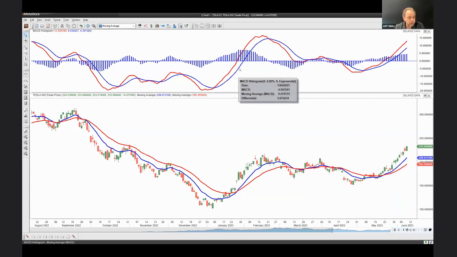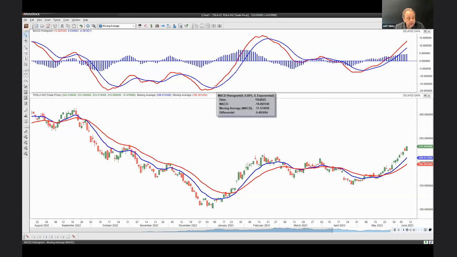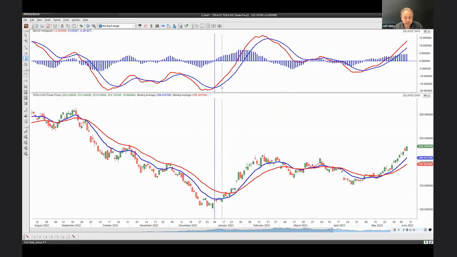this is the blue line. Gerald Appel called this the signal line, and quite simply, it's a 9-period exponential moving average of the red line. That's all. He calls it the signal line because if the MACD crosses above its signal line, as it does right here, the stock goes into a bullish phase. So let me go ahead and put that on the chart. Right here, you see that the red line crossed up above the blue line, or the signal line. The MACD went from a bearish zone to a bullish zone there.